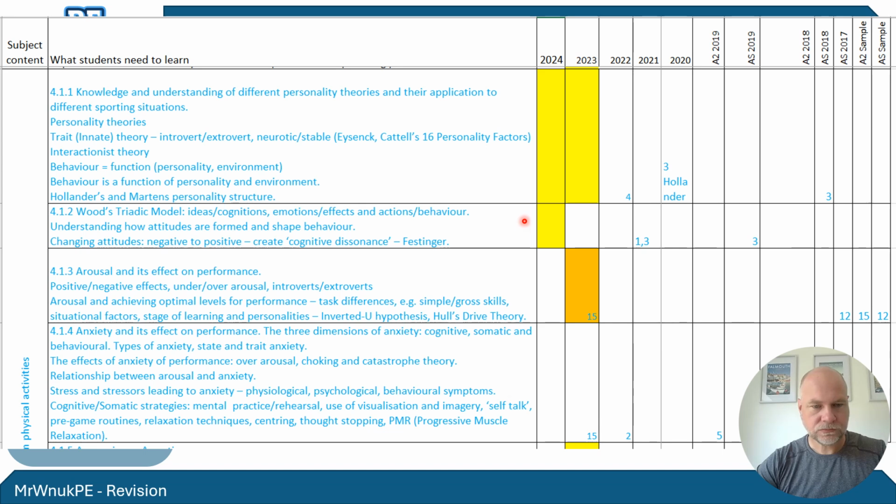Attitudes would be a potential area to revise as well. Probably, like it says, a 3 marker, a bouncing 3 marker every year, so every other year sort of thing. So a quick revision on attitudes would be useful. Arousal came up as a 15 marker last year, so if it is going to come up, it'll be a short, maybe 1 or 2 mark exam question on arousal and anxiety.